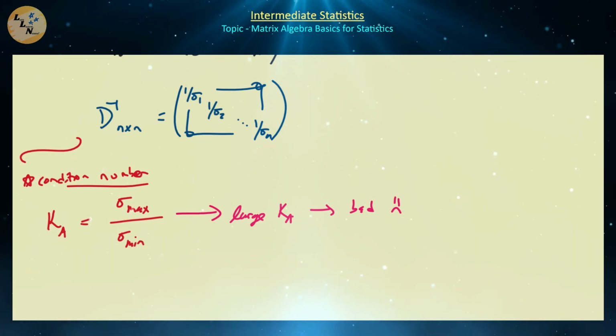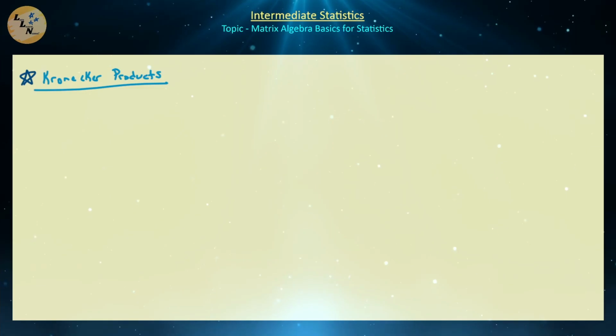Okay, so those are just some of the basics associated to singular value decompositions, which we will definitely use a lot once we get into multivariable and multivariate statistical analysis. The next operation that we're going to take a look at is what we refer to as Kronecker products. And Kronecker products are going to be very, very useful once we start hitting multivariate analysis.